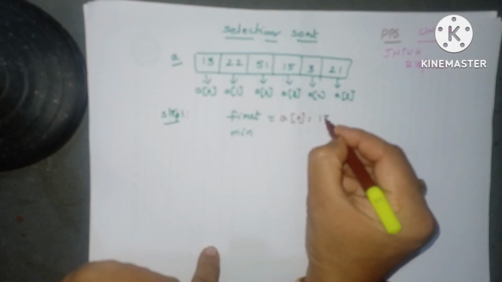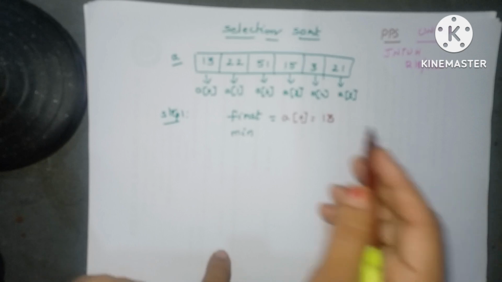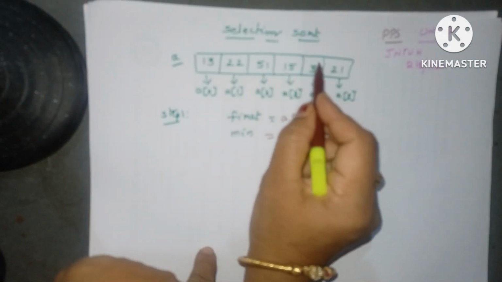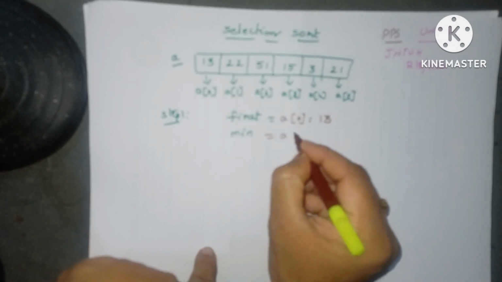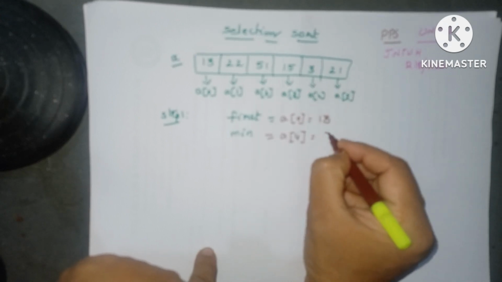The A of 0th element is 13. So 13 is the first element, and which one is the minimum element? Find out in all these elements which one is the minimum element. The minimum element is 3. Which position is 3 in? This is in the A of 4 position. So this is the minimum element.